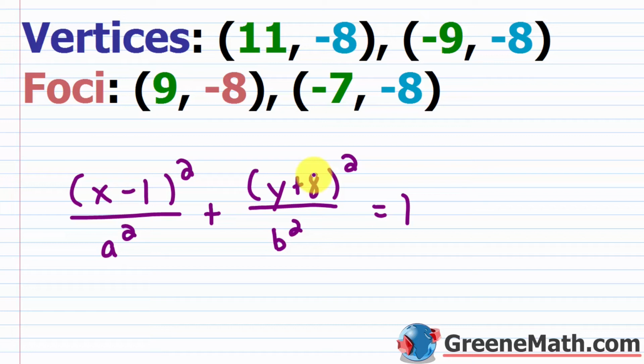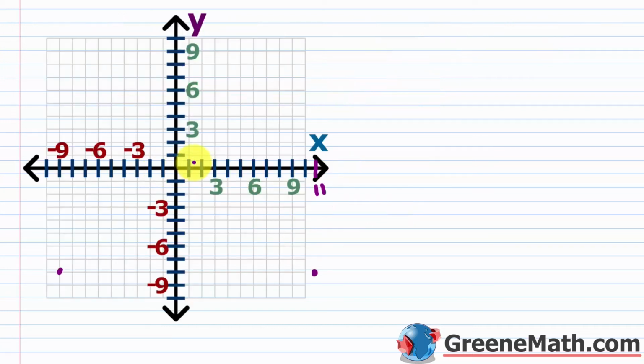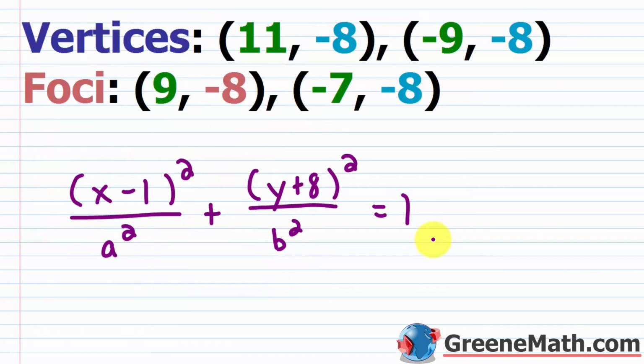So how do we get that? Well, a is the distance from the center, which is 1 comma negative 8, okay? So the distance from the center to one of your vertices. So you can go either direction. So it's what? 1, 2, 3, 4, 5, 6, 7, 8, 9, 10. Okay. So a is 10. And again, you can just count this. You don't need a graph. So if a is 10, I know a squared is 100.